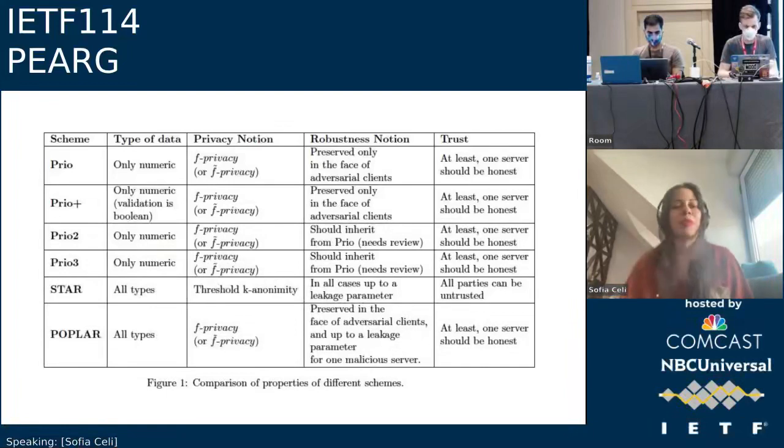There are also some types of robustness notions, for example, where I say that in some systems the trust assumptions are different, in the sense that at least one server has to be trusted, and on others, they don't require any kind of trusting entity.